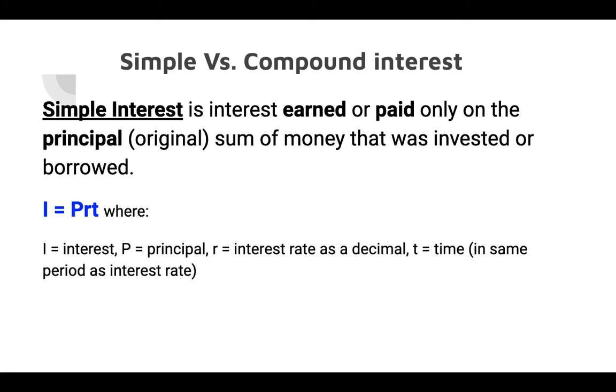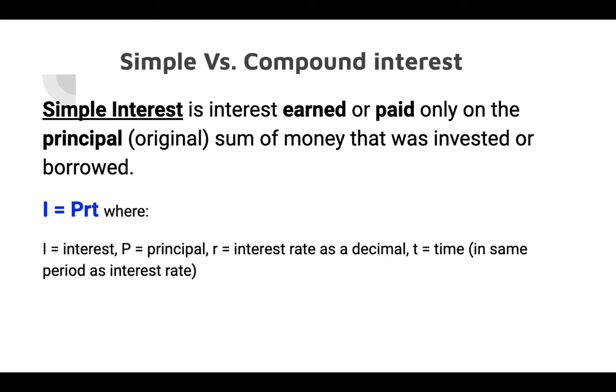I is the interest that you will calculate, so either that you earn or that you pay, depending on if you invest or borrow money. P is the principal. So that's the money you are borrowing or the money that you're putting into an investment, the original amount. The R is the interest rate as a decimal. Remember, if it's 5%, you need to divide that by 100 to get it as a decimal. That's a very important step.